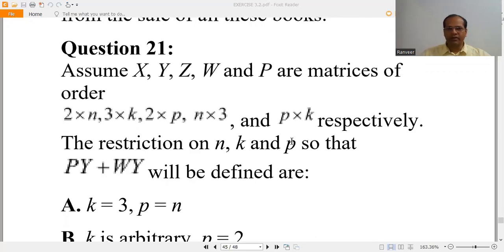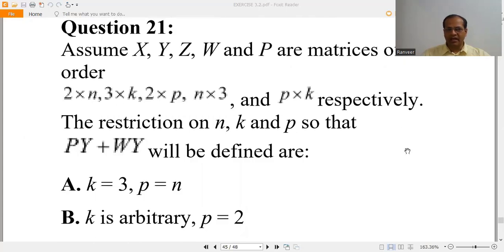Now, question 21. Assume X, Y, Z, W, P are matrices of order 2 by n, 3 by k, 2 by p, n by 3, and p by k. This is the given order of the matrices. Find the restrictions on n, k, p so that PY plus WY is defined.